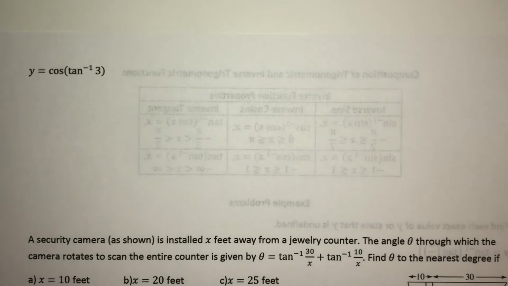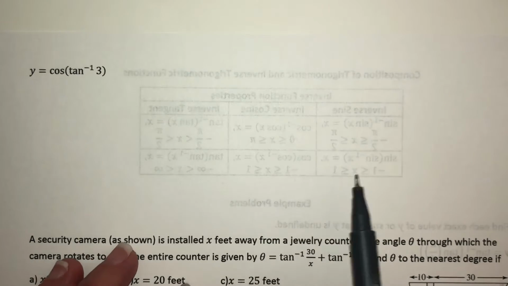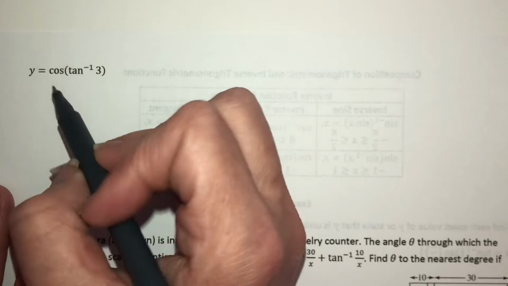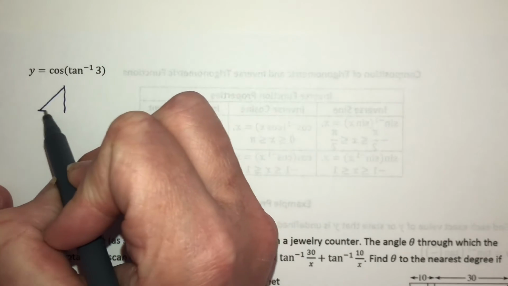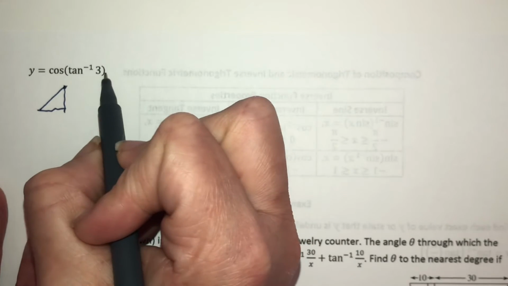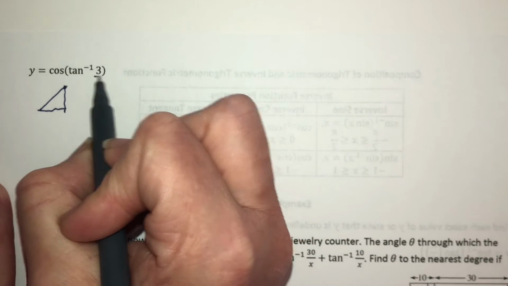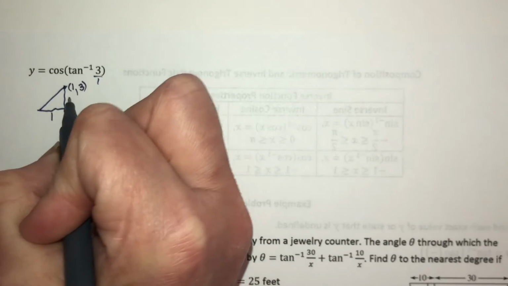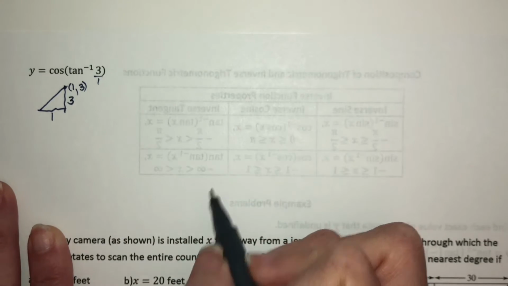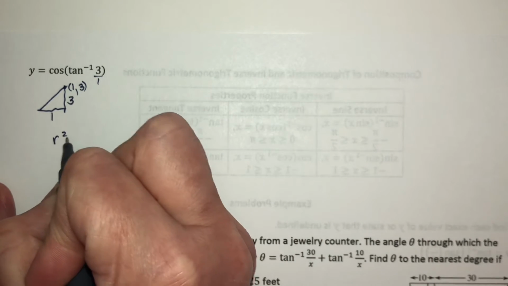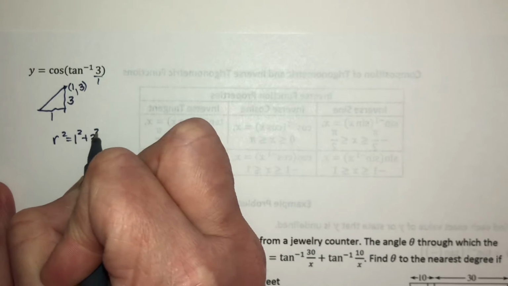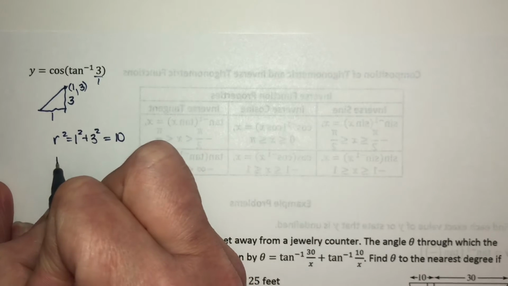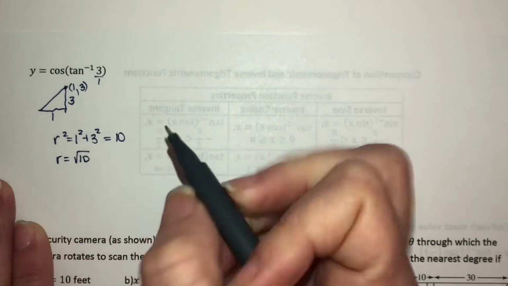Okay, now let's do this one. Let's find cosine of the inverse tangent of 3. Again, tangent is positive in the first quadrant. And we know that that is y over x, so I can put that over 1. So that would be the point 1, 3. So this is 1, that's 3. Find r. R squared is 1 squared plus 3 squared, which is 10. So r is the square root of 10.